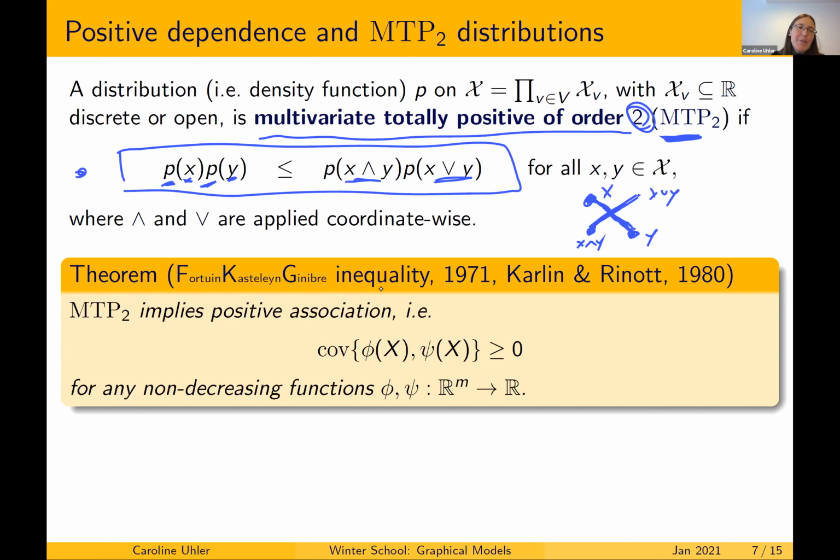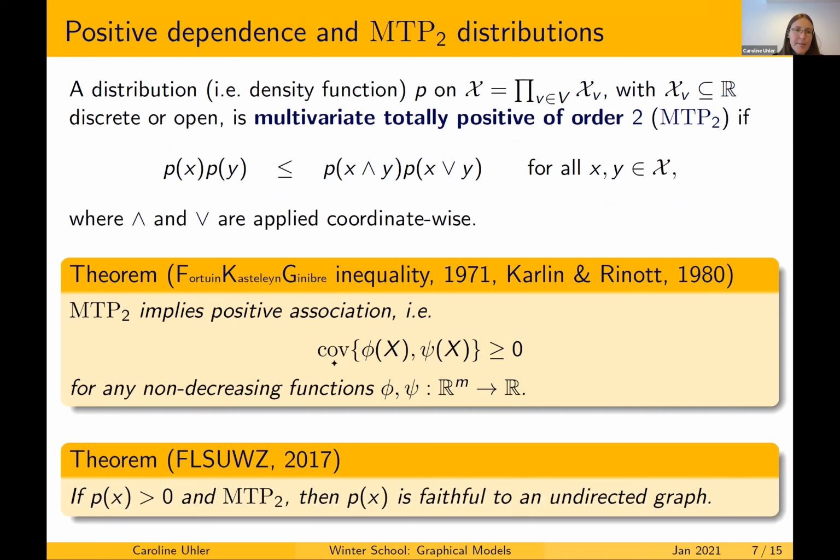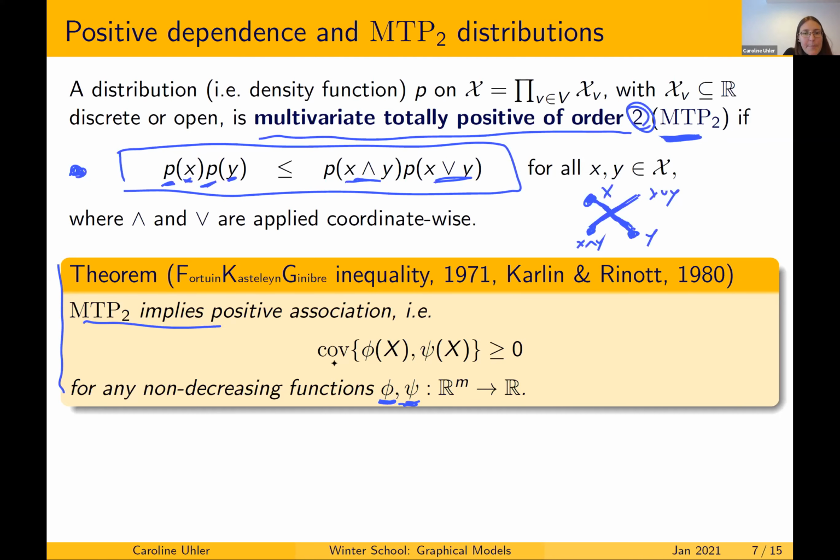This is just a bit of history. At that time, and still now, positive association is quite important in statistical physics and statistical mechanics. This is the definition of it: a random vector is positively associated if and only if the covariance of any two non-decreasing functions is larger or equal to 0. Now, the problem is that this is very difficult to check, because you have to go over all non-decreasing functions. MTP2 was introduced because MTP2 implies positive association.